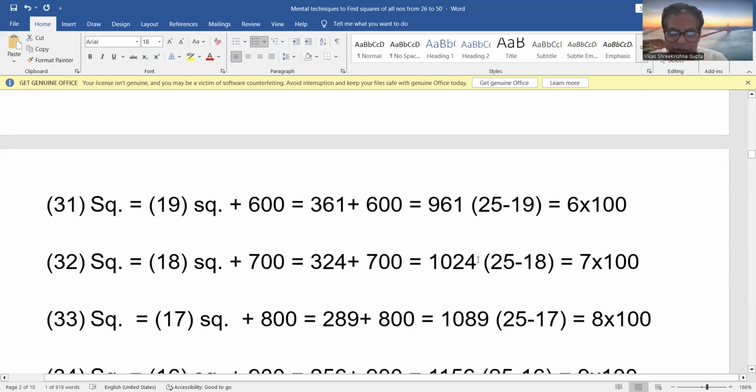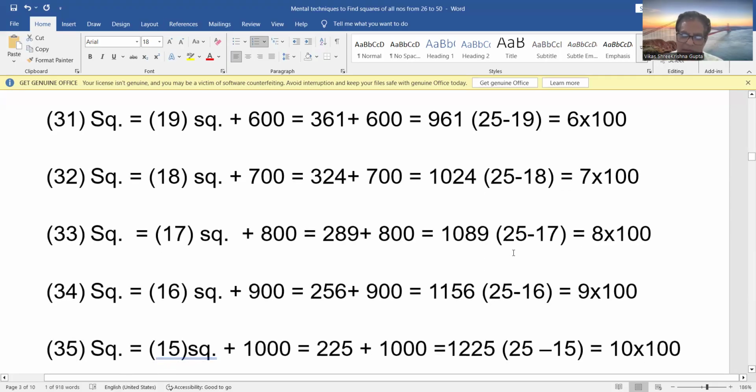32 is 7 ahead of 25. So I'll go 7 steps back of 25. That is 18. So I'll add 700 to the square of 18. 18 square plus 700 is equal to 324 plus 700. And my answer is 1024. You see, it's such a wonderful thing, such a mysterious thing. You can find this in so many ways.